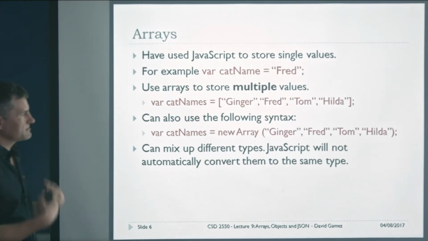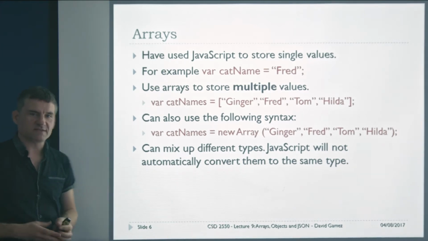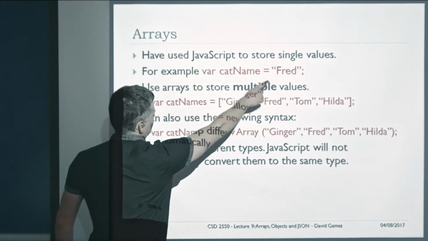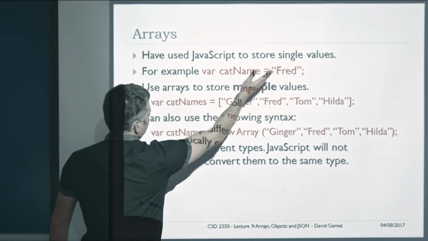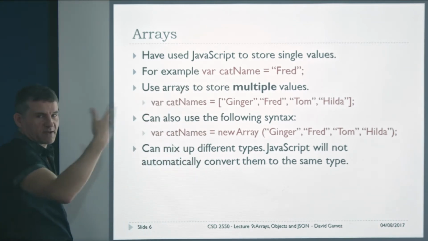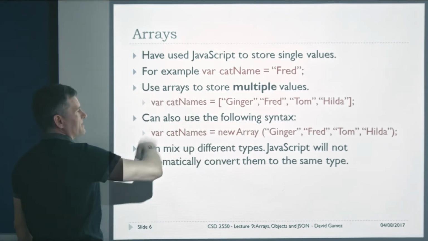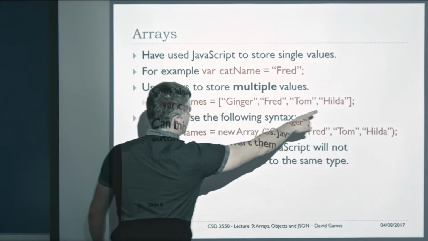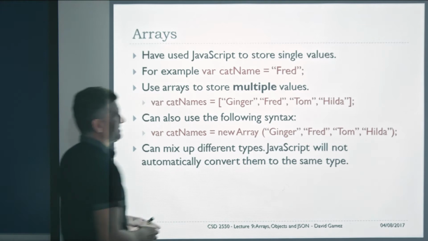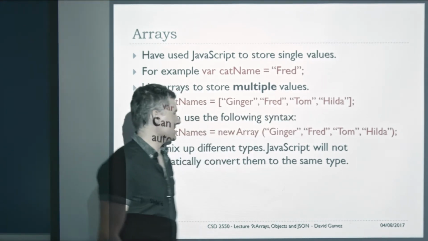So what we're going to cover now in this section is how we can use arrays to store multiple pieces of data within a single variable. Here we're using JavaScript to store a single value, in this case a string, in the variable cat name, but we can also create an array, which you may have come across already in Java, where we're storing multiple values within a single variable. This is the easiest way of creating an array in JavaScript. We just have a list of the things we want to store in the array, in square brackets, with a comma to separate the values.